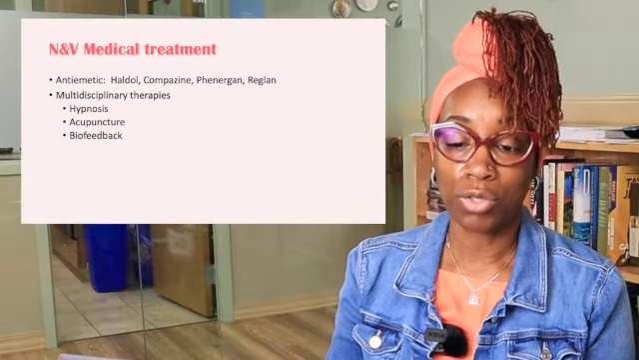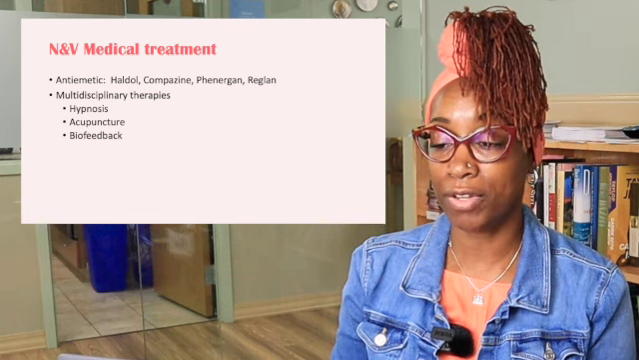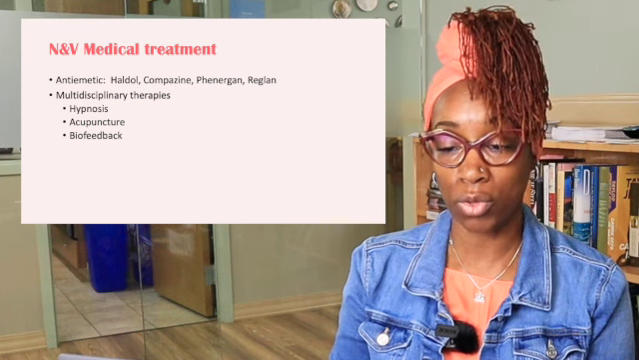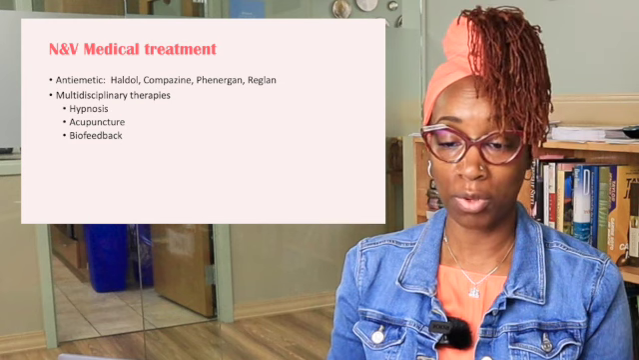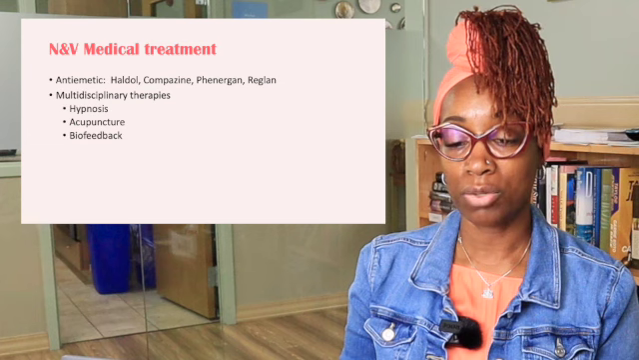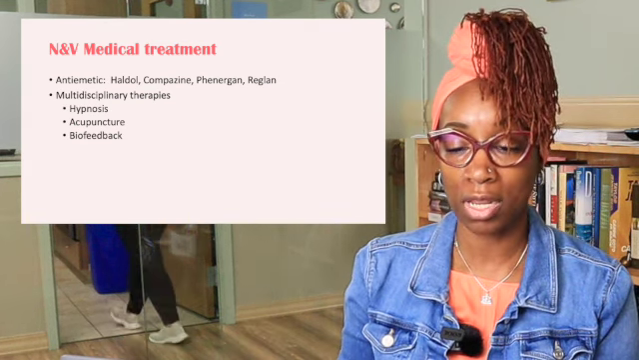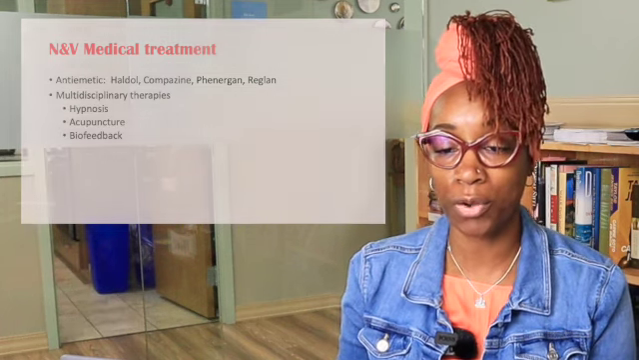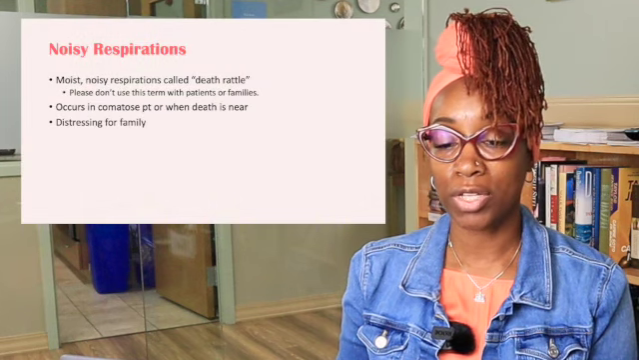Things that we can do for nausea and vomiting: Haldol, Compazine, Phenergan, and Reglan are all medications that can be used and ordered for the treatment of nausea, and I'm sure we've all seen those medications ordered as needed. Hypnosis or acupuncture, we don't really get into too much of that with hospice residents, but that's just good information to know. The next symptom would be noisy respirations.